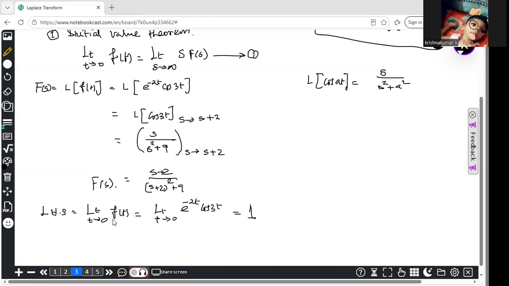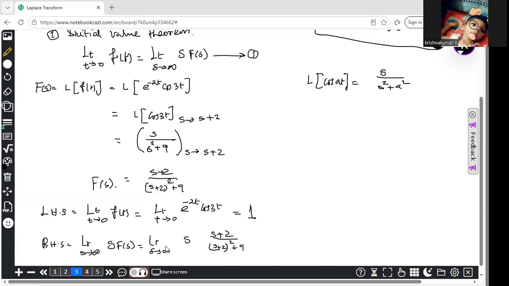So therefore the limit of this function f of t is 1. Okay, now you come to the right hand side. The right hand side is equal to the limit as s tends to infinity of s into f of s. Already you know this f of s. F of s is (s plus 2) divided by (s plus 2) whole square plus 9. After simplifying these expressions, you have to take the limit.